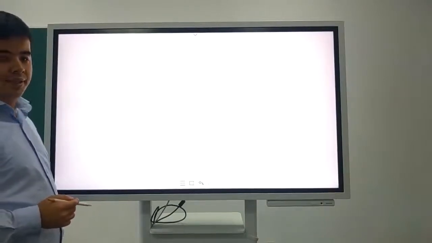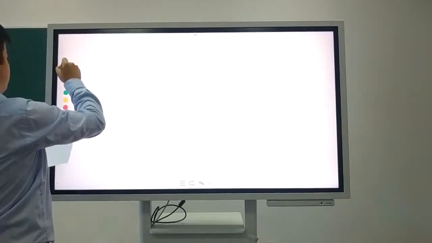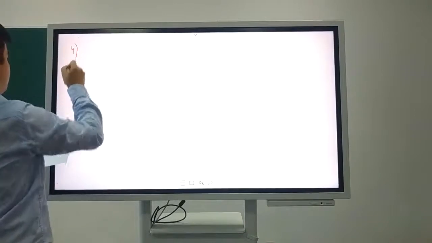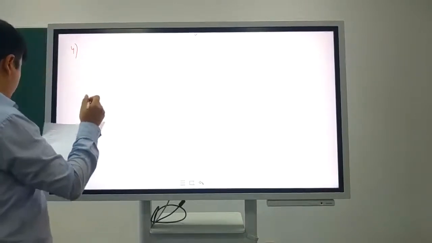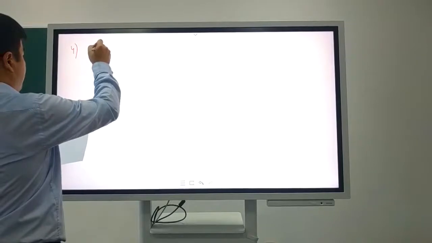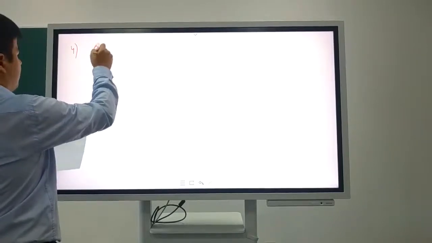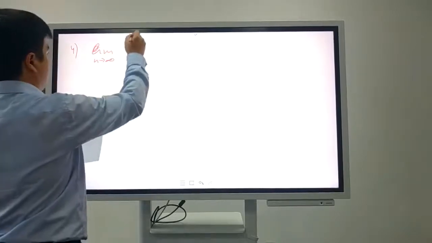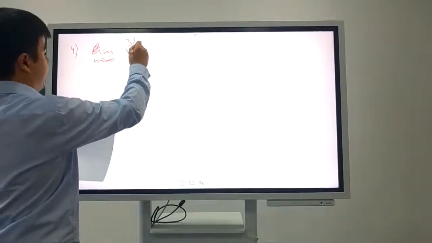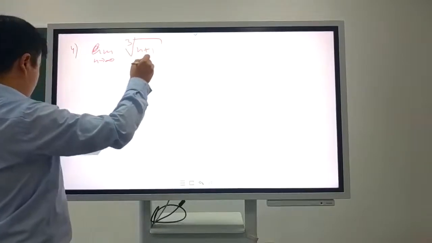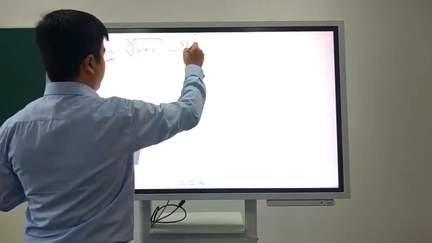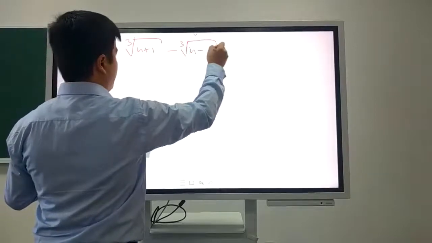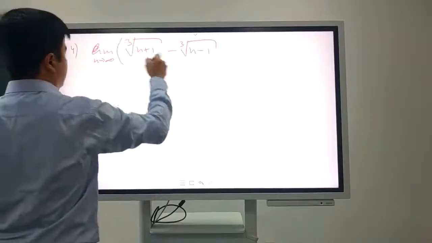Let's consider the next example, number 4. Let's find a limit. Limit n tends to infinity of cubic root of n plus 1 minus cubic root of n minus 1. So find this limit.